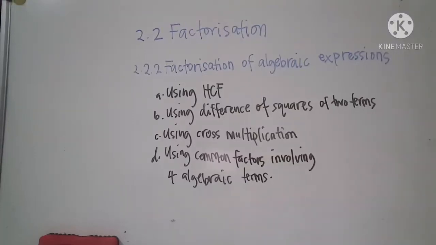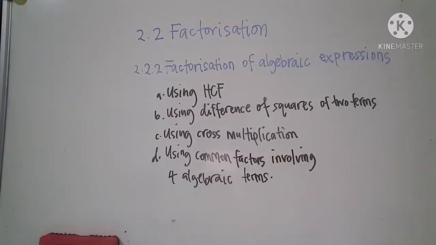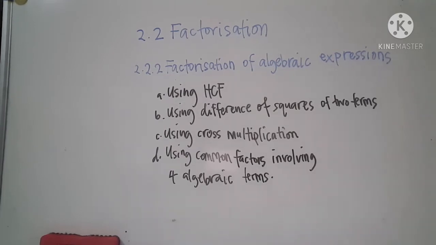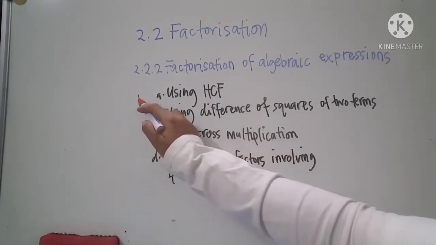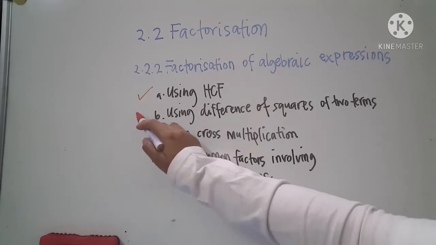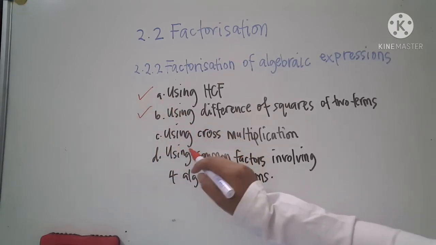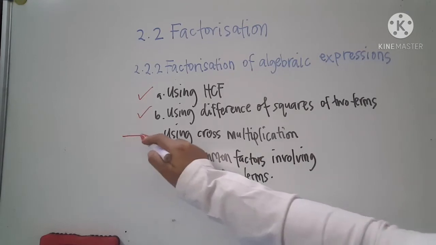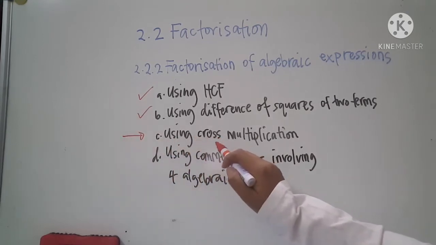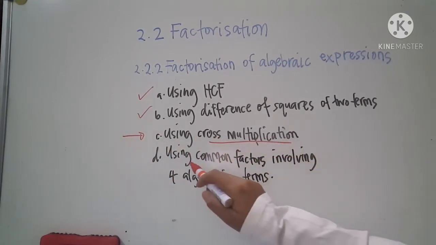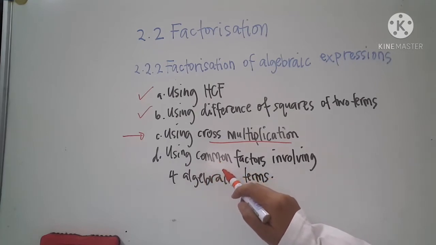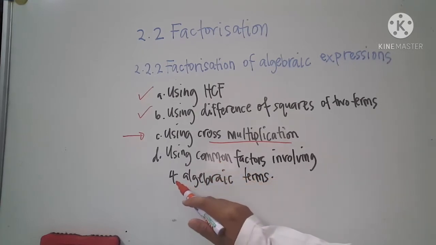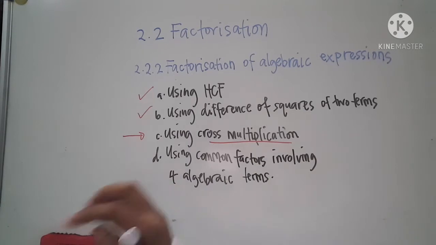Okay, we are going to continue with 2.2 factorization. Last time we learned about using the HCF and using the difference of squares of two terms. Today we are going to learn by using the cross multiplication and using the common factors involving four algebraic terms.